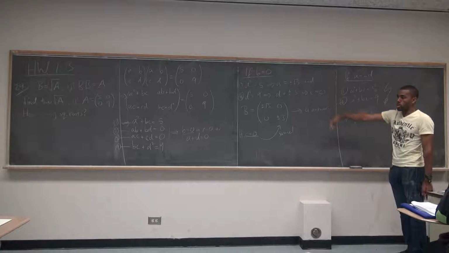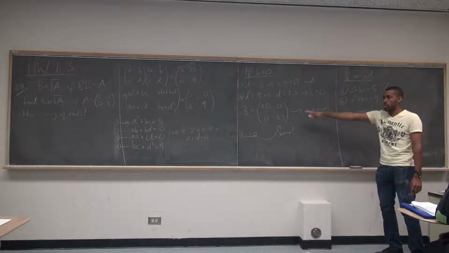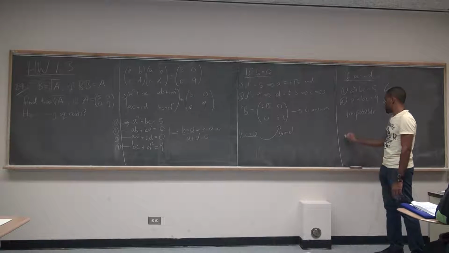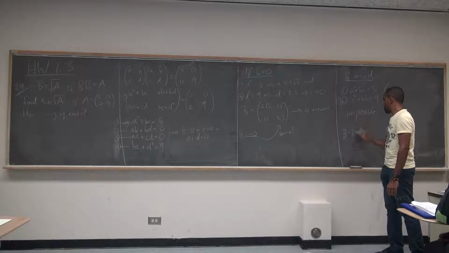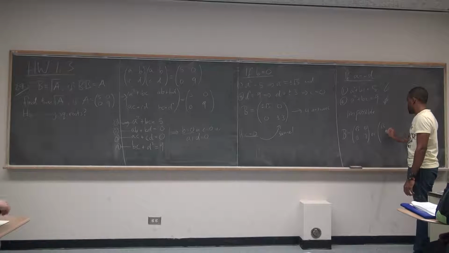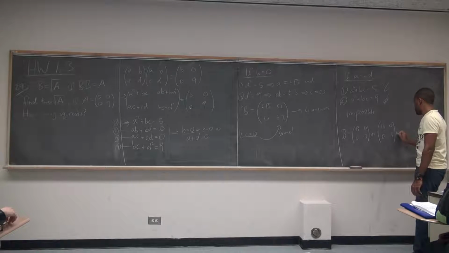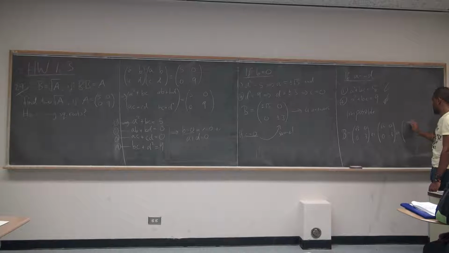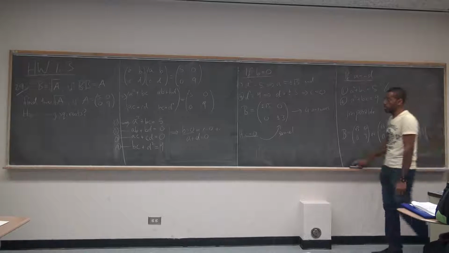So we must have one of these two situations, in which case these are matrices. So B is radical 5, 0, 0, 3, or radical 5, 0, 0, minus 3, or minus radical 5, 0, 0, 3, or minus radical 5, 0, 0, minus 3. Those are the only possible square roots for this matrix.